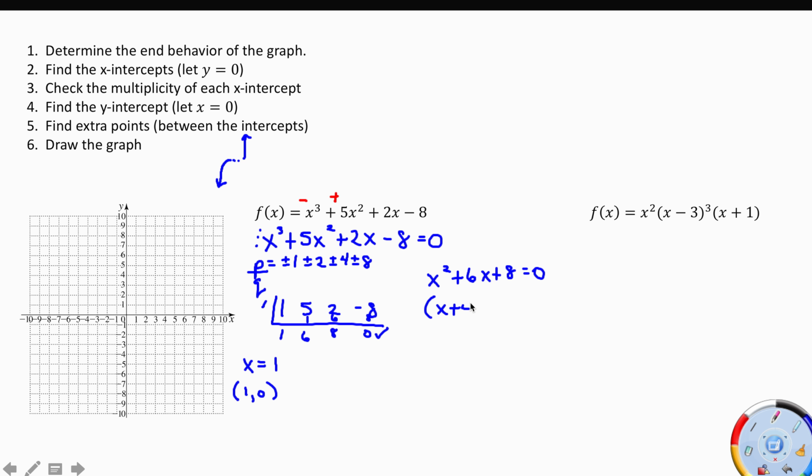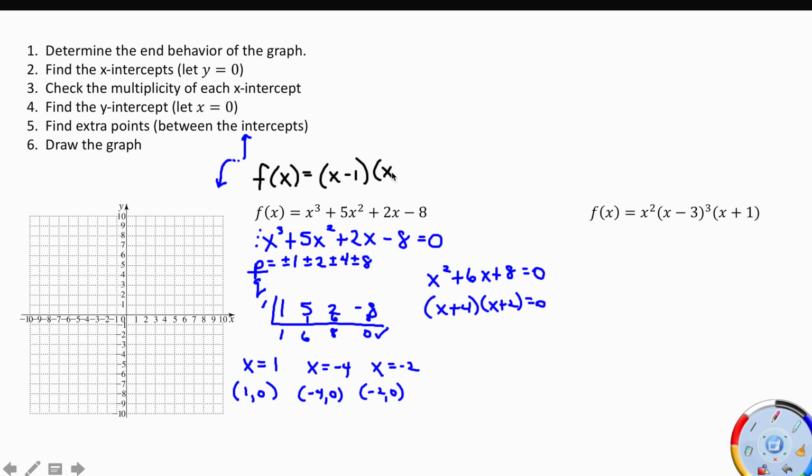I have x plus 4, x plus 2 equals 0. So here's my other zeros. X equals -4 for the point -4, 0. And x equals -2 for the point -2, 0. Also, don't forget that means I now have this thing factored. Okay, so I now know that f of x is x minus 1, x plus 4, x plus 2.